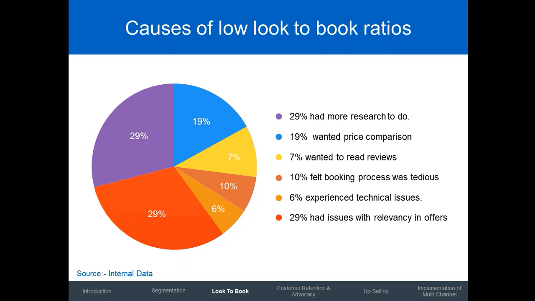And 29% had issues with the relevancy of offers. My experience says that over a period of time, that has become a very important factor for people when they go online. They want the online travel portal to understand their needs and show them relevant offers and details, rather than the guest having to go all over the place looking for the right set of information. So these are the top reasons which lead to a low look to book ratio.